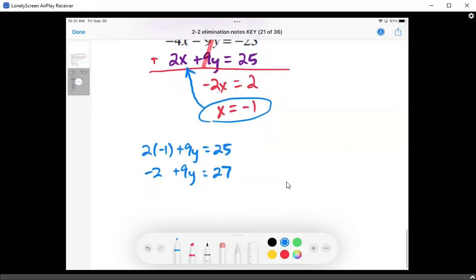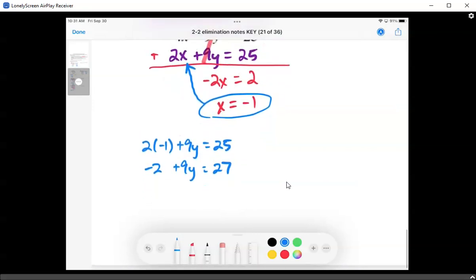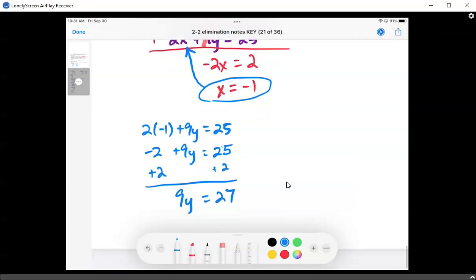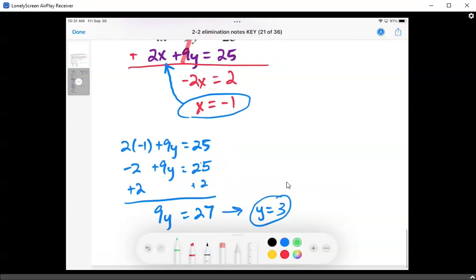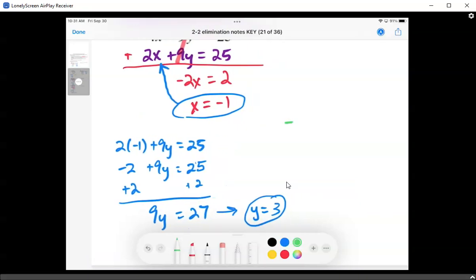So we ask ourselves, how do we get rid of that -2 at the front? We're going to add 2 on both sides. I already wrote 27, didn't I? Getting ahead of myself. We add 2 on both sides. 9y equals 27. All right, so obviously right there, that's going to lead us to y equals 3. We take those two parts of our answer and put them together. X value -1, y value of 3.